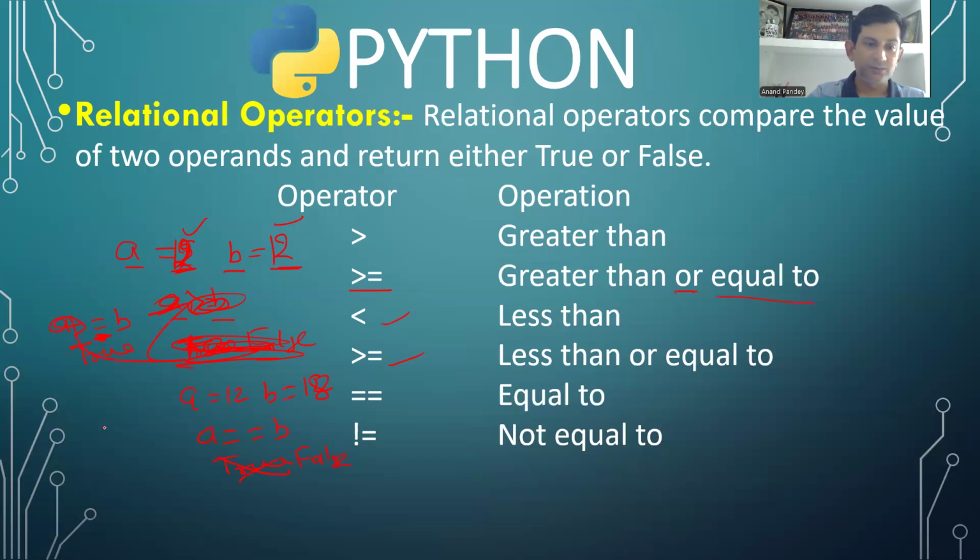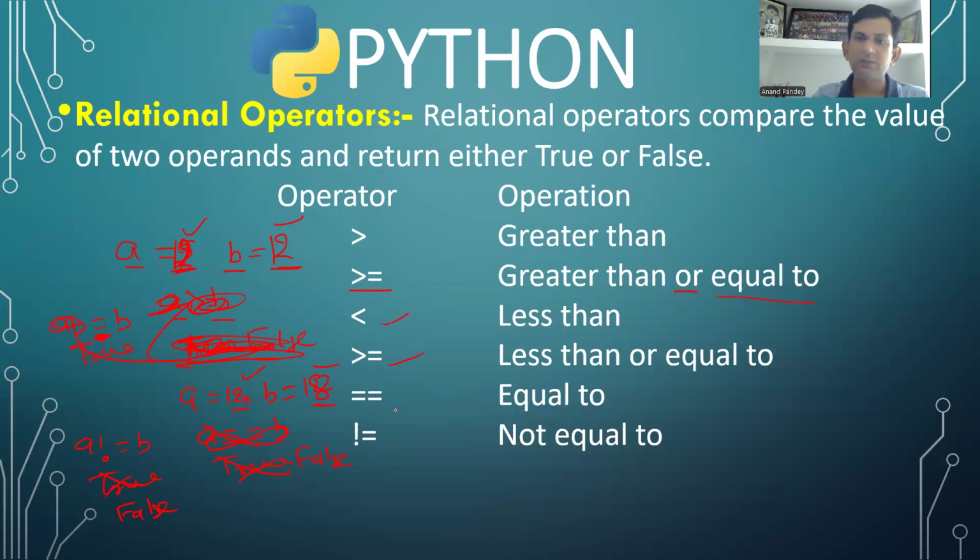Now, not equal to. Consider here we are writing, instead of a equal to b, a not equal to b. The value of a is 12, the value of b is 18. If you're writing a not equal to b, the result will be true, because a is not equal to b. And consider both are 18, 18. In that case, it will return false, because they are equal, and we are saying that a not equal to b. So the result will be false.